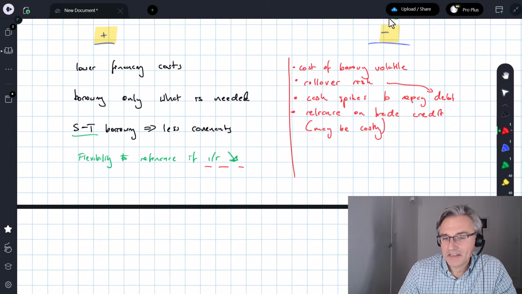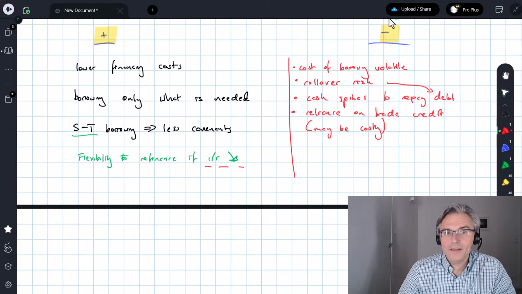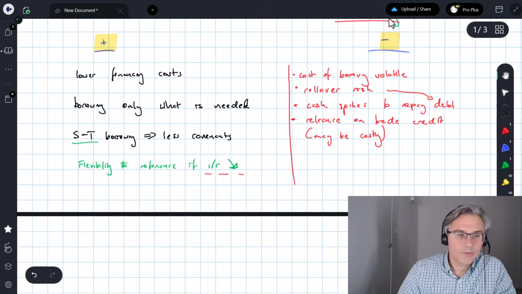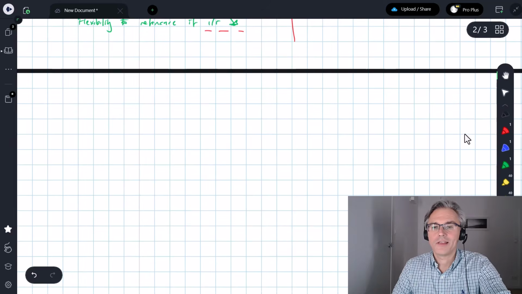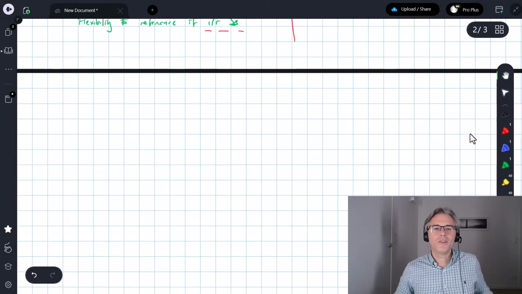That is in itself a disadvantage, right? And your suppliers may tighten conditions as well, may stop extending credit to such an extent.